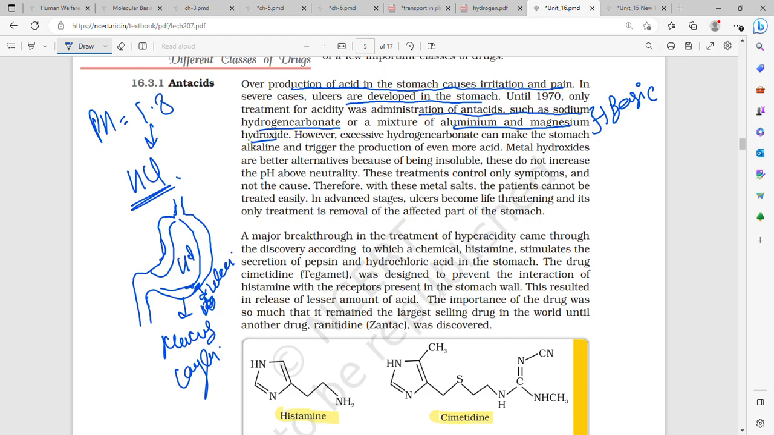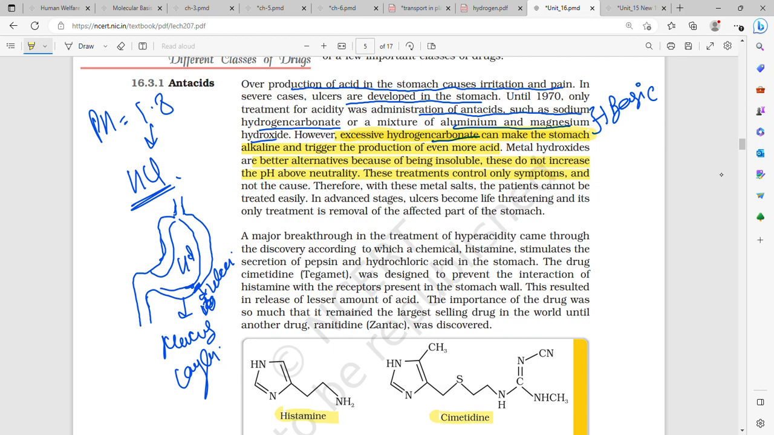So if we take excessive hydrogen carbonate, then the pH will rise suddenly, our stomach will become alkaline, and this will trigger the oxyntic or parietal cells to secrete even more hydrochloric acid. So metal hydroxides are better alternatives because, being insoluble, these do not increase the pH above neutrality.